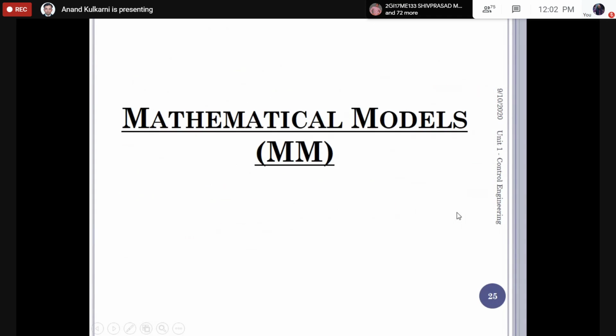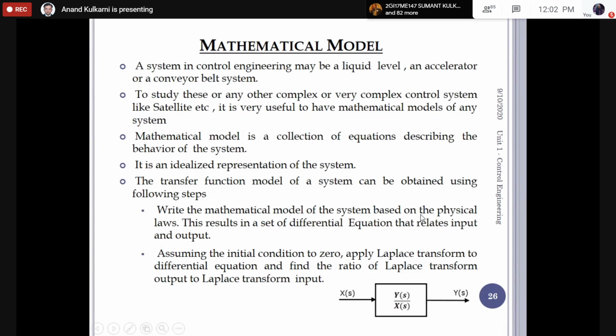After knowing the background of these Laplace transforms, to determine the transfer function of a system, you have to first develop a mathematical model. To save space, henceforth it will be called MM everywhere on the slide. That is a mathematical model of the system. Basically, the mathematical model is required to determine the relationship between input and output.